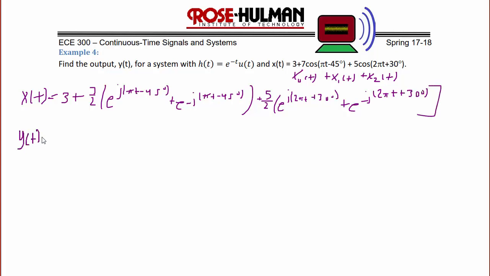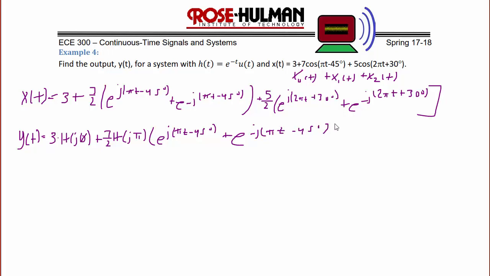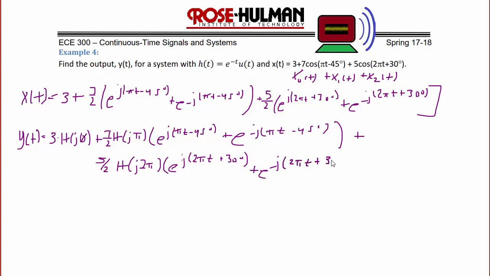So y of t is equal to 3 times h of j0 plus 7/2 times h of j pi times the quantity e to the j(pi t minus 45 degrees) plus e to the minus j(pi t minus 45 degrees) plus 5/2 times h of j 2 pi times e to the j(2 pi t plus 30 degrees) plus e to the negative j(2 pi t plus 30 degrees).